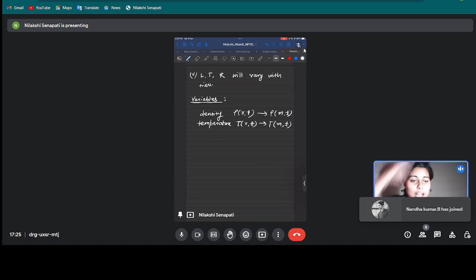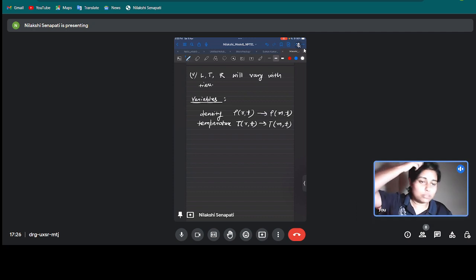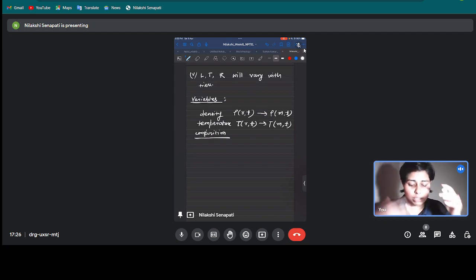That means I can write in terms of R or in terms of M. That does not matter. Maybe both will be required for these things, so I am writing in both manner. And then the composition, that will also vary. That is what the composition part is. Composition, density, temperature, all of the three will vary with time.